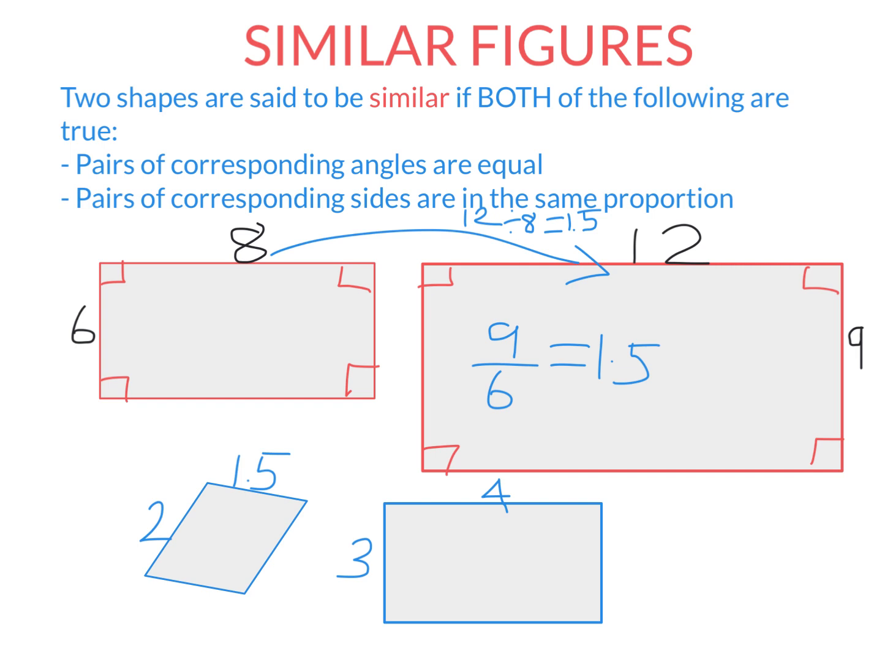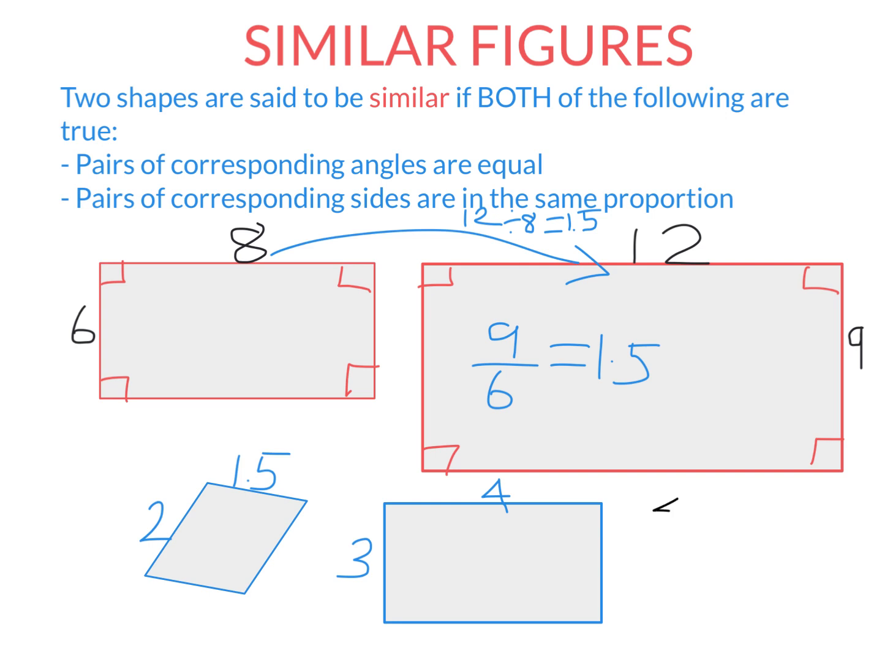So because we have pairs of corresponding angles equal and pairs of corresponding sides in the same proportion, these two shapes are similar. It means the same shape, one is just a larger version of the other. If we look at these two blue shapes, however, it turns out that they have sides in the same proportion. So the two longest sides in each shape are 2 and 4.